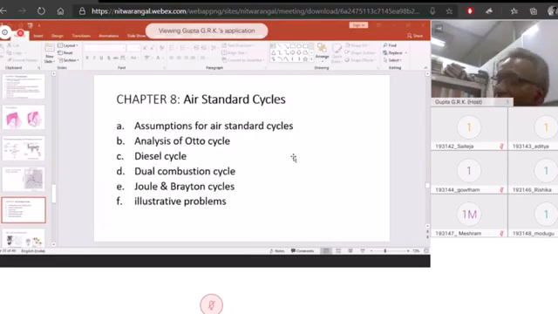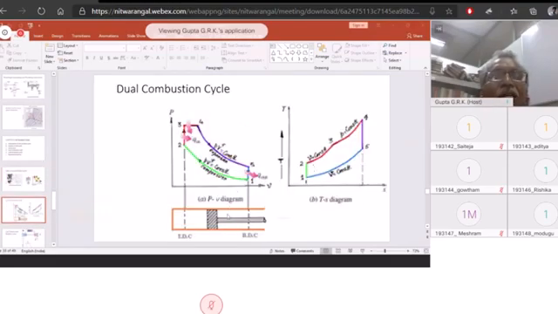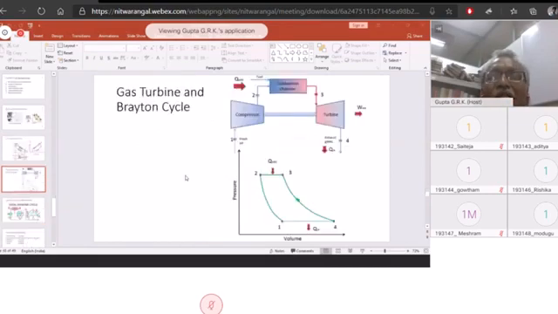Then we deal with the standard cycles. As I told, the Otto cycle is used in petrol engines, the diesel cycle in diesel engines, the dual combustion cycle in high-speed IC engines, and then the Brayton cycle in gas turbines. So we study the Otto cycle, the engine and its cycle, the diesel engine and its cycle, and this is a dual combustion cycle for high-speed diesel engines, and then we have the gas turbine working with the Brayton cycle. These are the various cycles, and we do the cycle analysis.